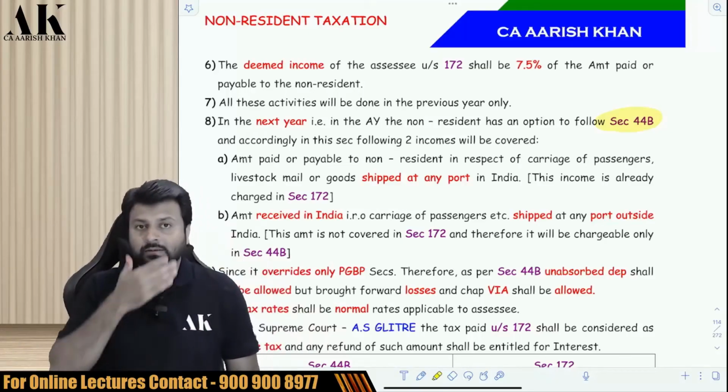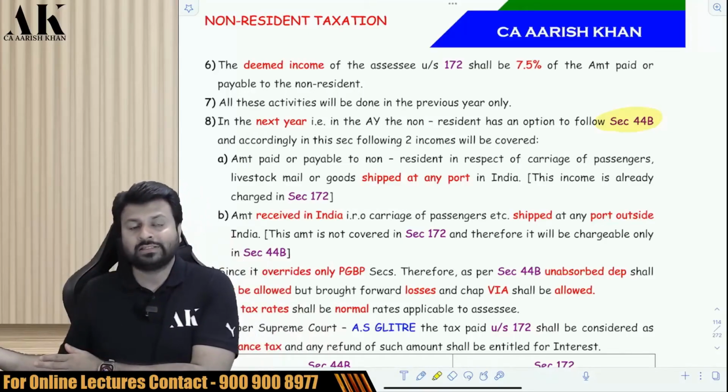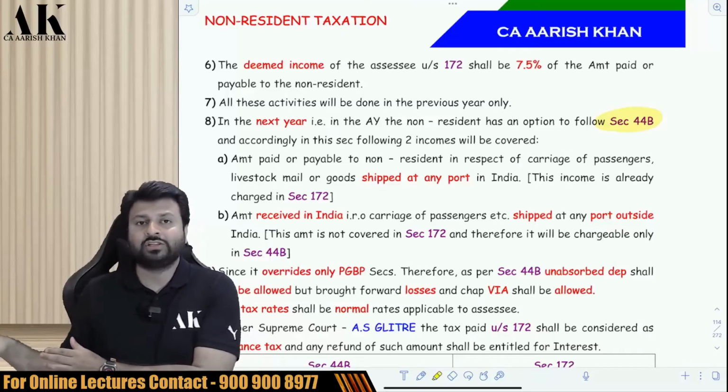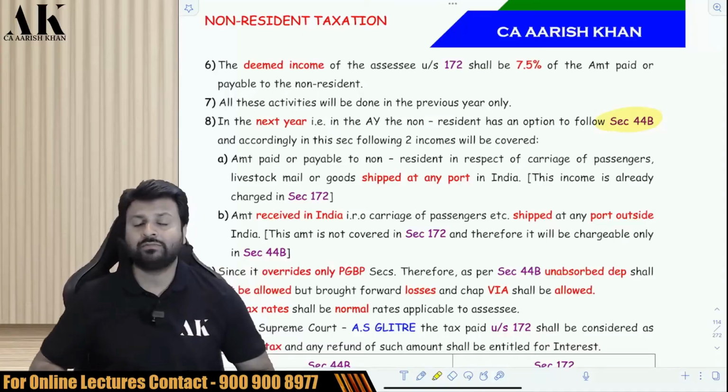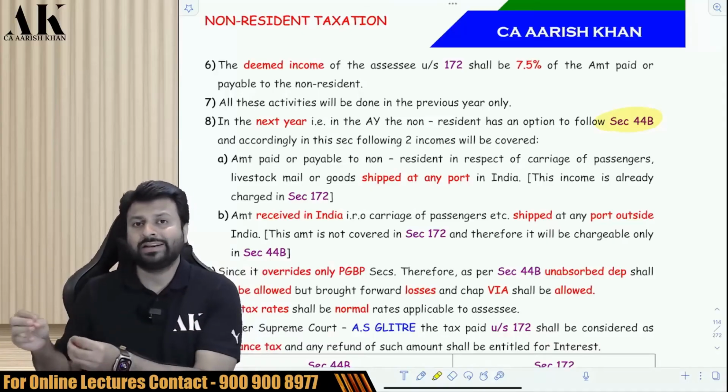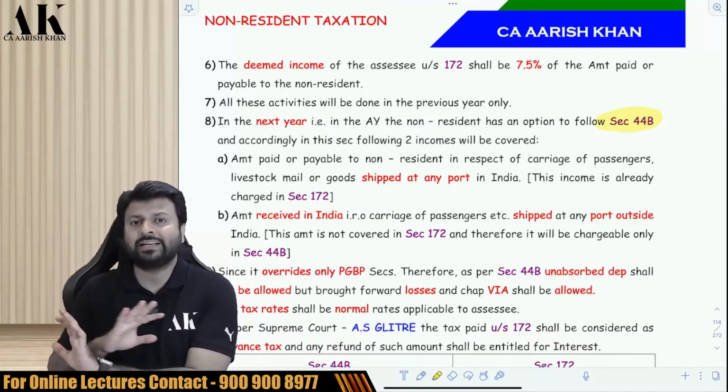So what was happening in 172 in the last year? In 172 in the financial year, whatever income you were earning from leaving the ship from India, that income was subject directly to 7.5% income and 40% tax without any deduction.